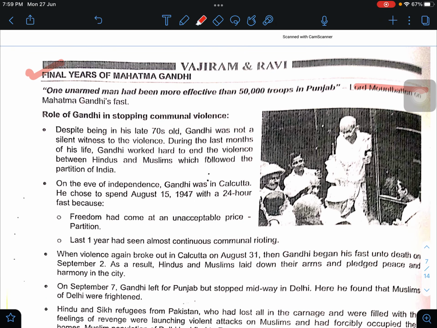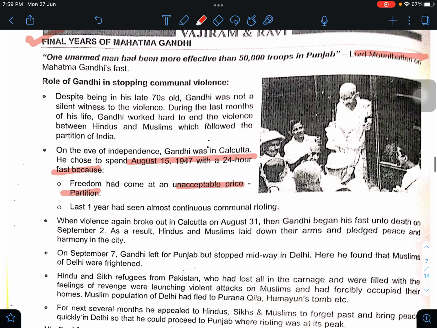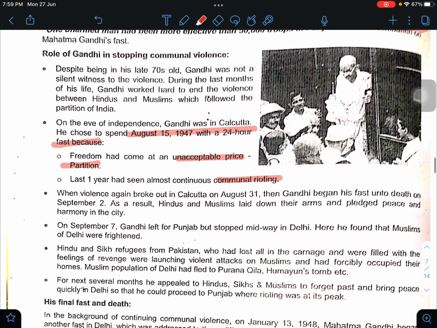He chose to spend 15 August 1947 with a 24-hour fast because freedom had come at the unacceptable price of partition. The last year had seen almost continuous communal rioting. That's why he chose to spend his time in Calcutta. When violence again broke out in Calcutta on August 31, Gandhi began his fast unto death on September 2. As a result, Hindus and Muslims laid down their arms and restored peace and harmony in the city.